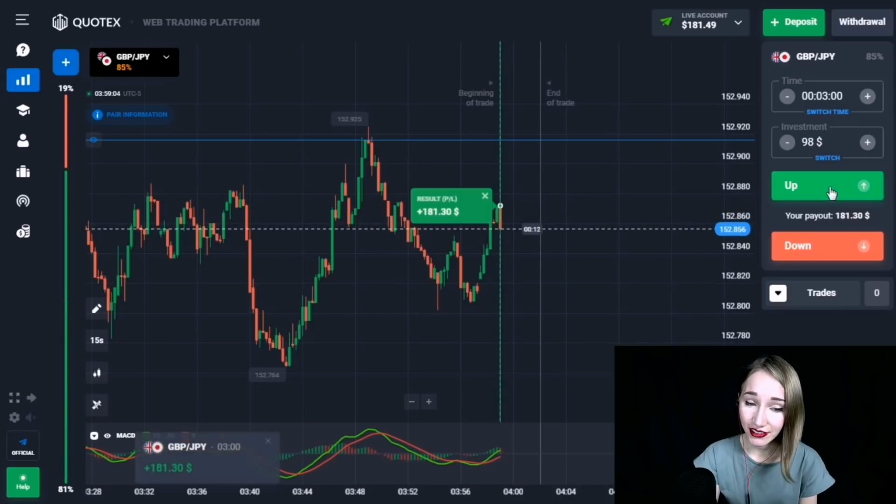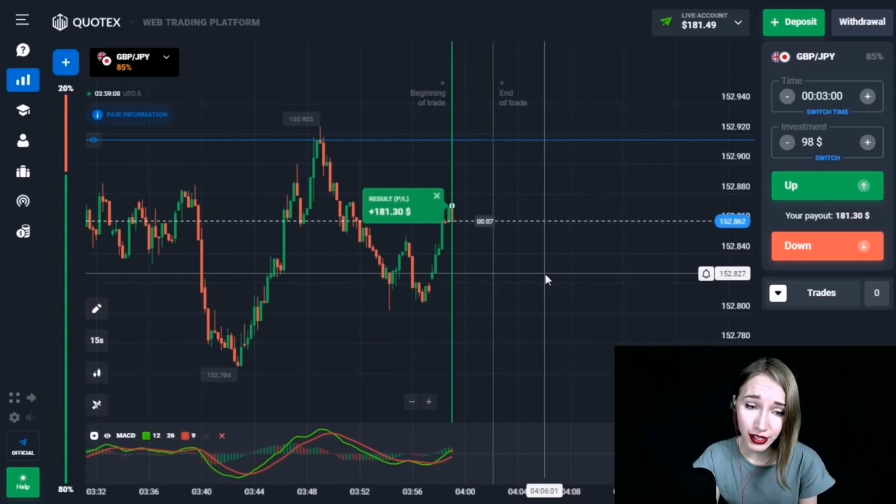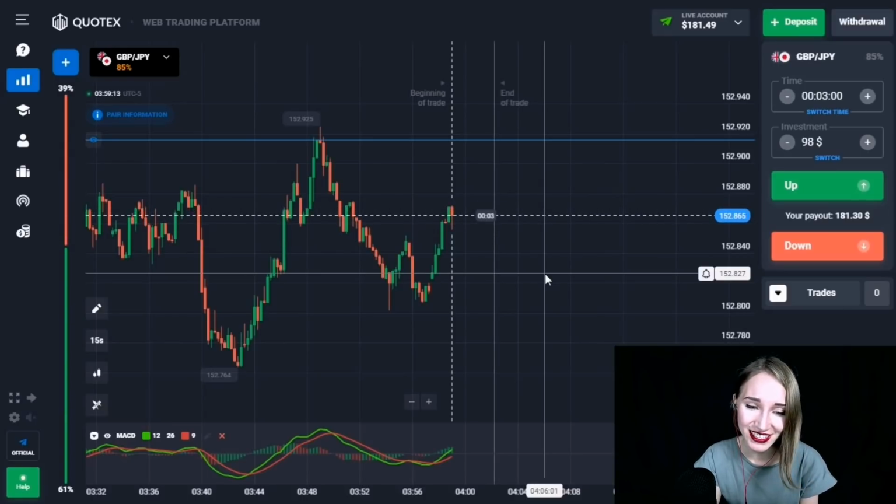Well guys, it's very good. The price really continued its upward movement and this indicator showed us a very good reverse point and we have got our profit. 3 minutes were enough here, so let's keep on trading now.